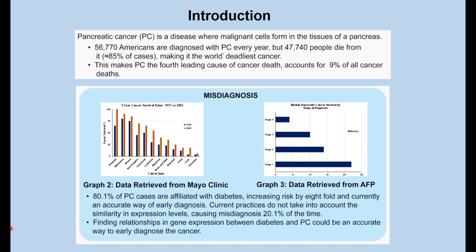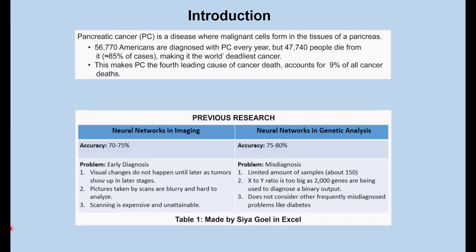Another problem in pancreatic cancer is that it is underdiagnosed as diabetes 20.1% of the time because of its similarity in symptoms and gene expression. Current machine learning research achieves low accuracy, around 70 to 75%, because the algorithms don't account for the early diagnosis and misdiagnosis while being expensive.